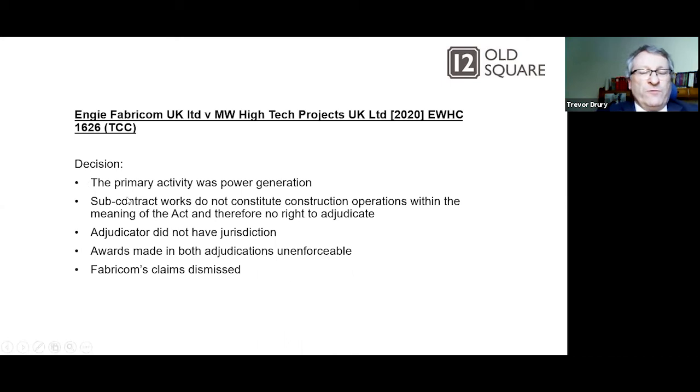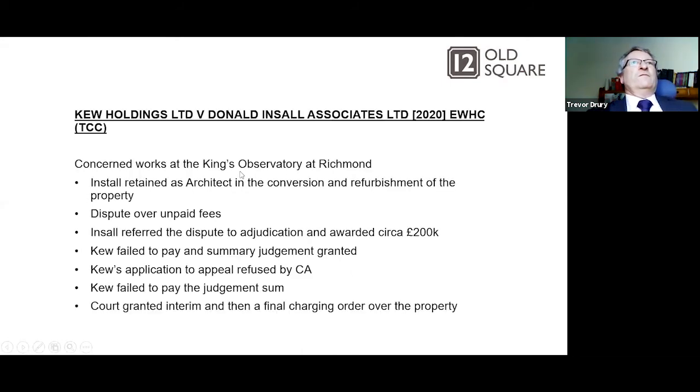So that's a bit of a blow really for contractors that work in or on power sites, that they're getting excluded on this waste energy type situation. It's more work for the courts and more work for claims consultants and lawyers. So some win, some lose, I guess.